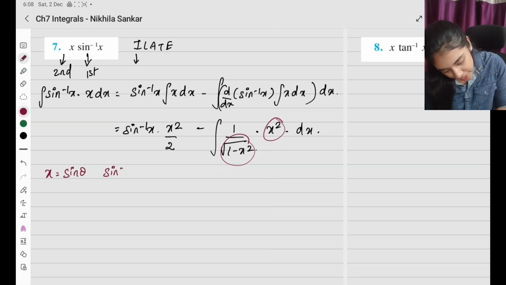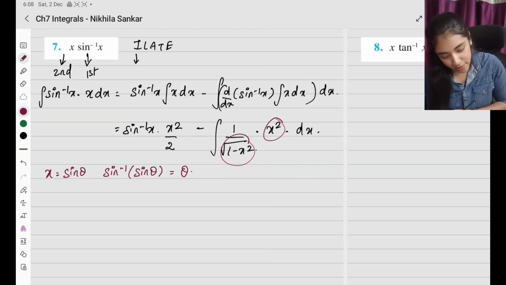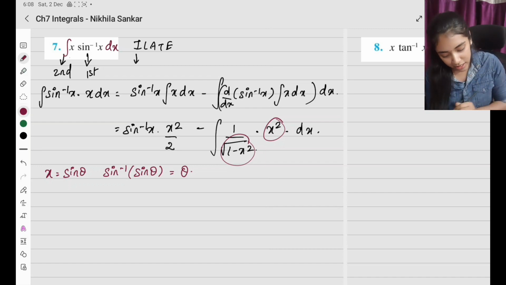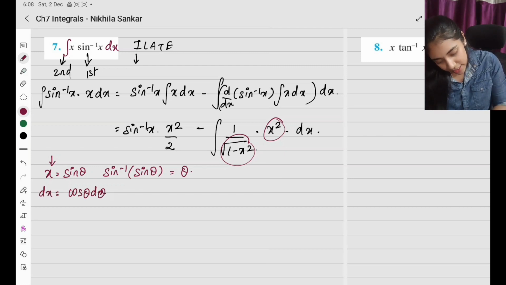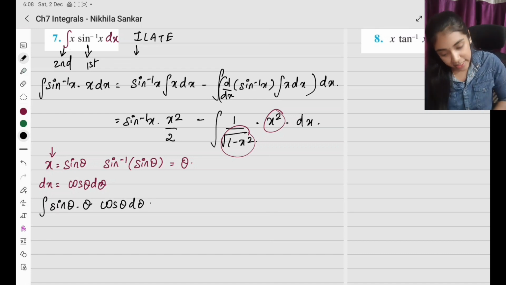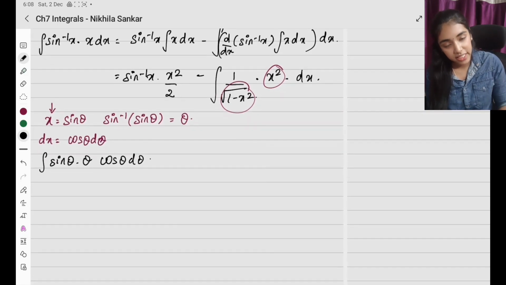So sine inverse of x enna? Sine inverse of sine theta is going to be simply theta. So when I make this substitution, my integral is going to be dx. So now d theta mathanulla. If x equals sine theta, I have dx equals cos theta times d theta. So how does my integral change? Integral of sine theta times sine inverse of sine theta is going to be theta times dx enna? Cos theta d theta.